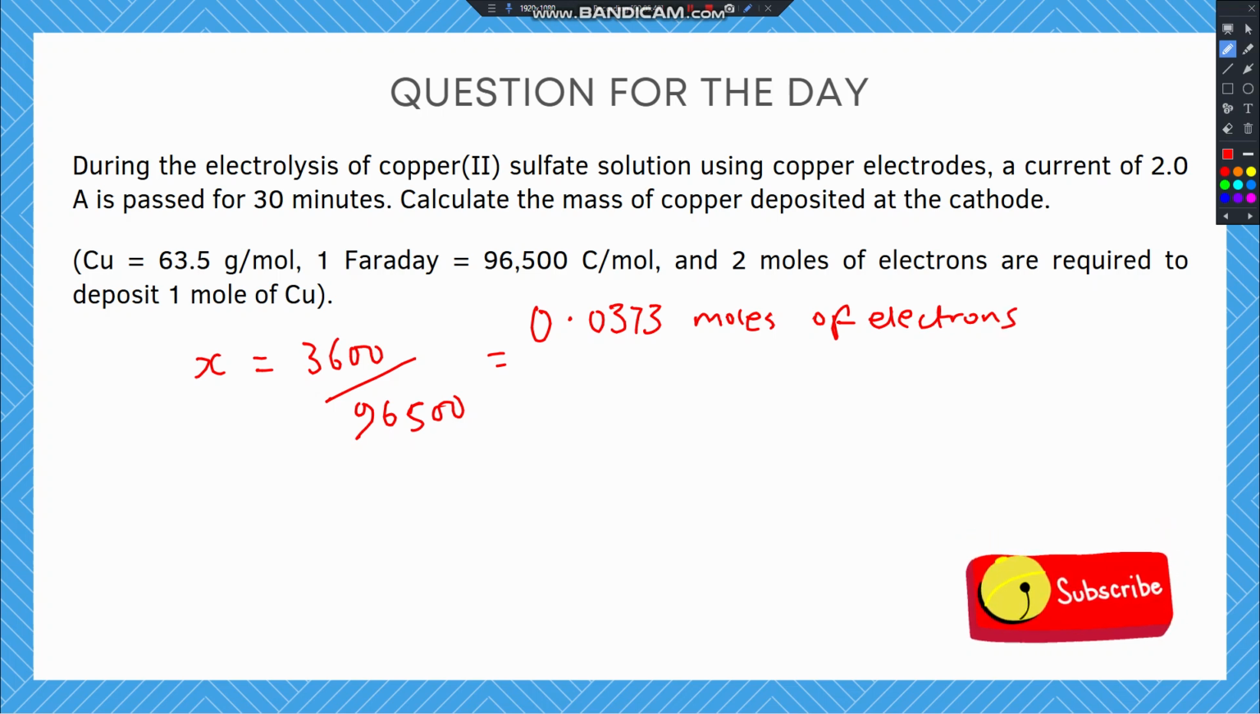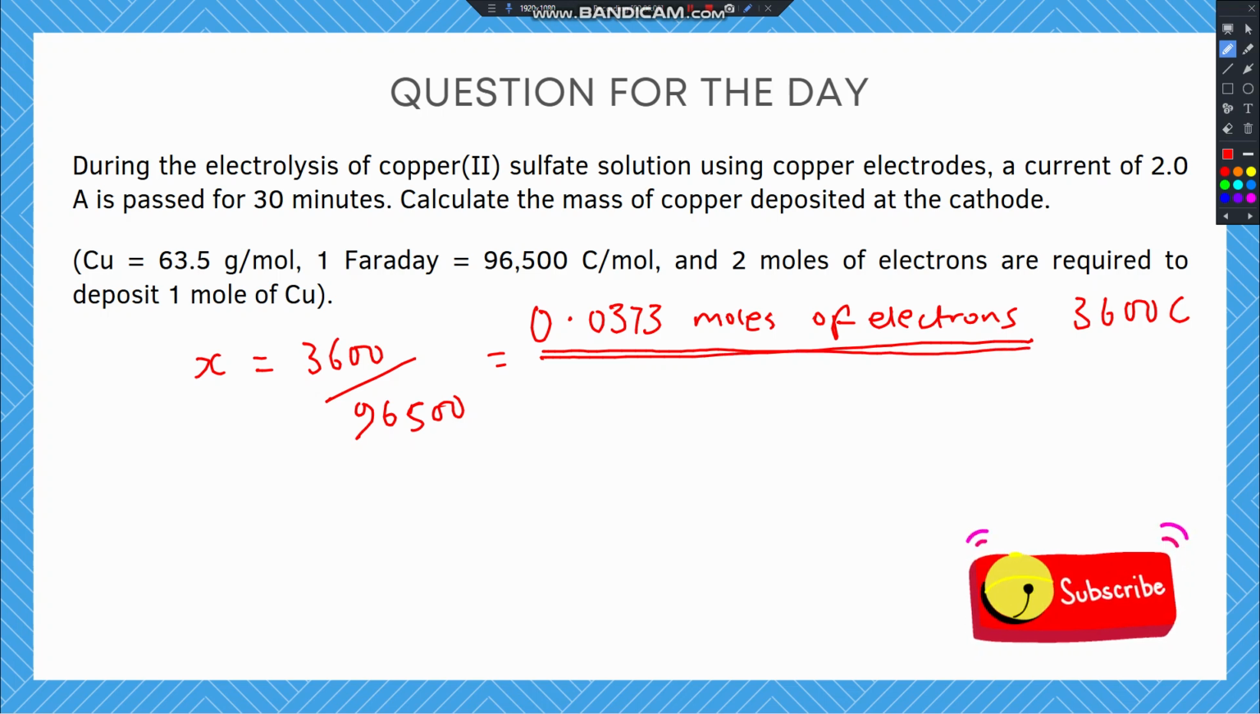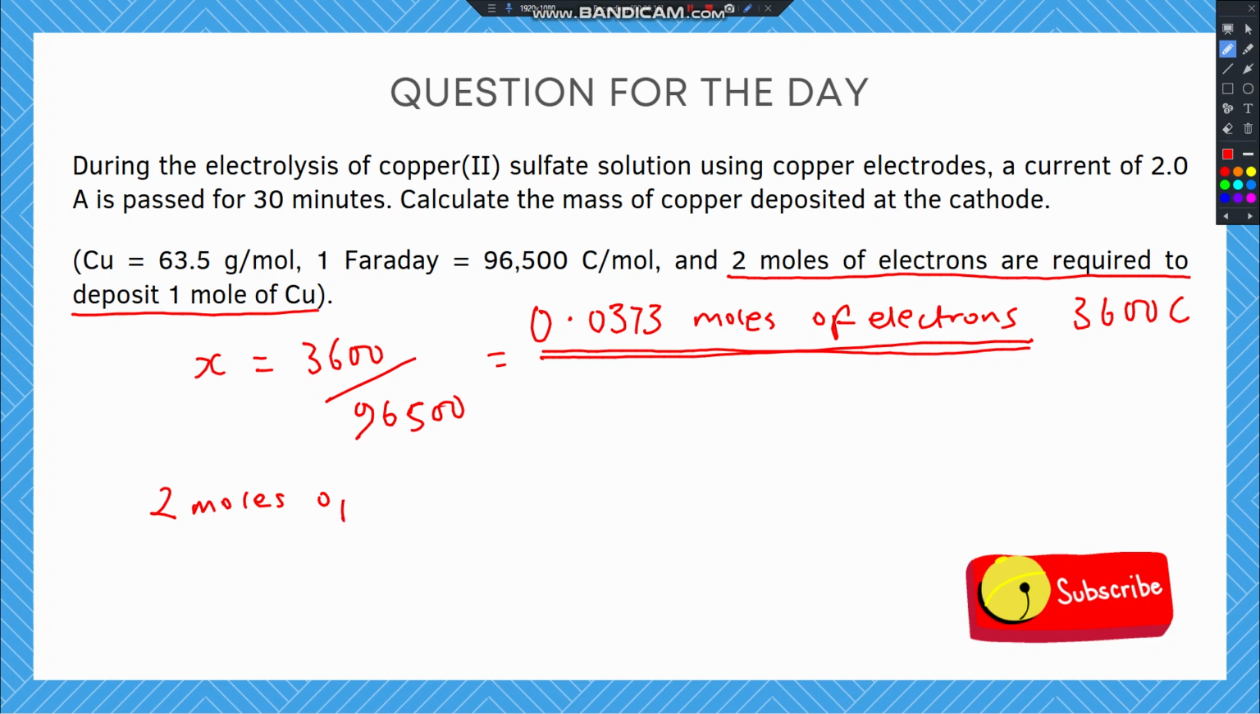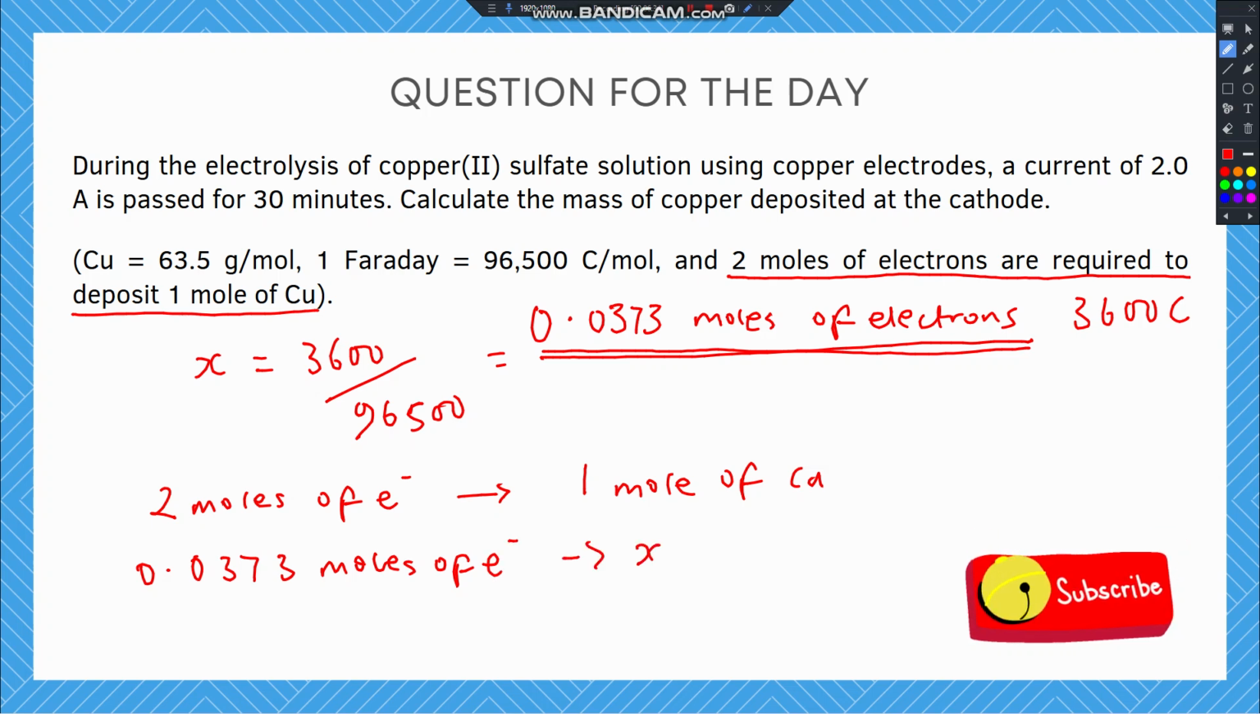So now that we have the number of moles of electrons that were moved by 3,600 coulombs, the next thing we are going to find out is the number of moles of copper that was produced by this number of moles of electrons. I'm sure you're following every step of the way. Now, from the question, we were told that 2 moles of electrons are required to deposit 1 mole of copper. So we have 2 moles of electrons deposit 1 mole of copper. So therefore, 0.0373 moles of electrons will now deposit an unknown number of moles, x moles of copper.